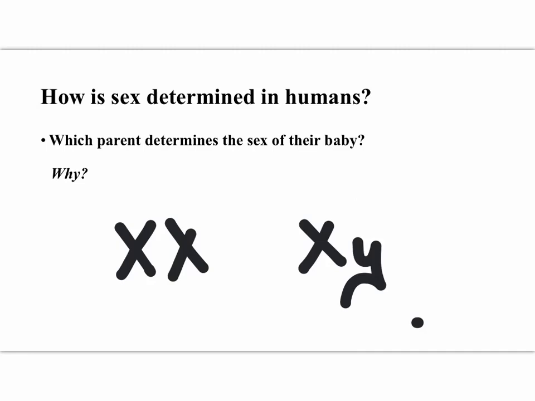We know that each parent gives a sex chromosome to their offspring. Females only have X chromosomes to give, which means that sex is determined by the male. So whether that male gives an X chromosome or a Y chromosome will determine whether that couple has a male or a female baby.